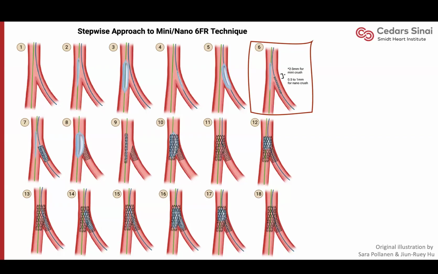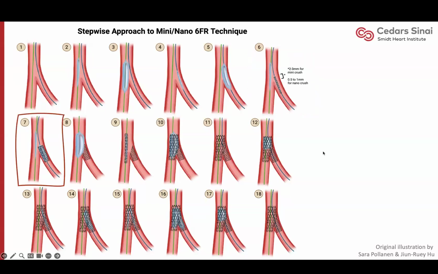Note that in the 7 French technique, you would be advancing stents into both the side branch and the main vessel, whereas in the 6 French technique, you can't put 2 stents parallel through that 6 French, so you're advancing a stent to the side branch and a balloon into the main vessel. Deploy the side branch stent first and perform an angiogram to verify that there's no distal dissection that will require the delivery of a second stent in the side branch.